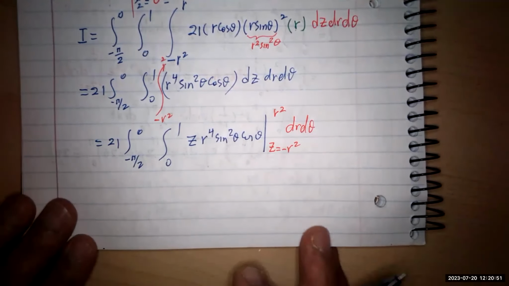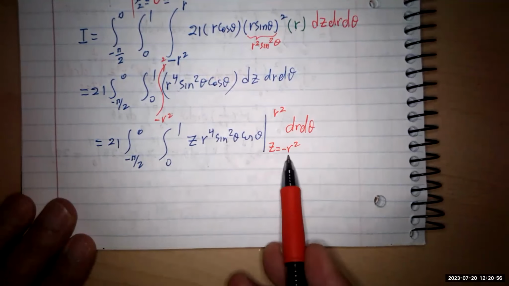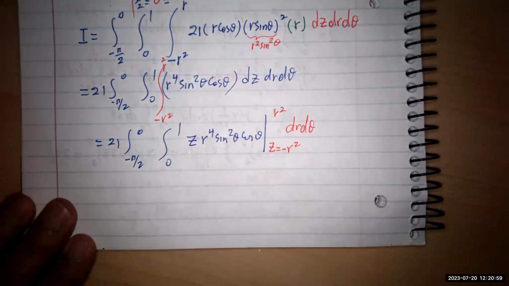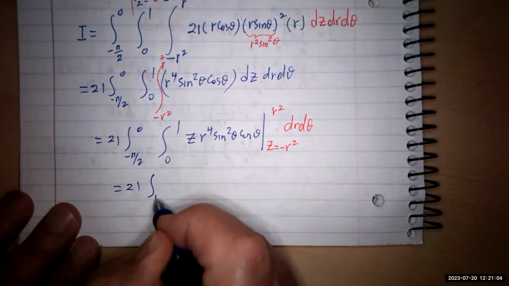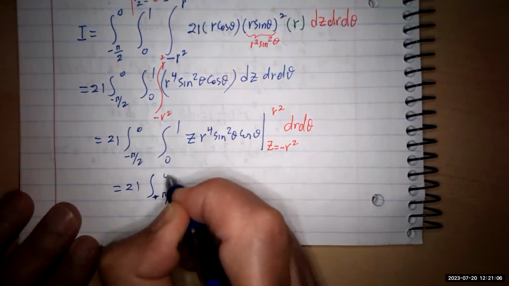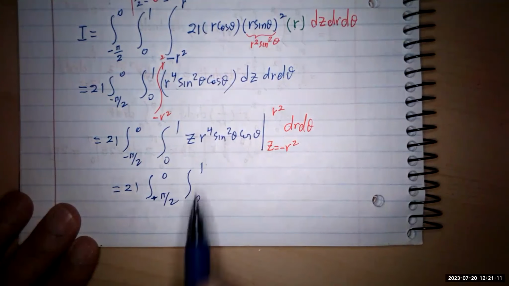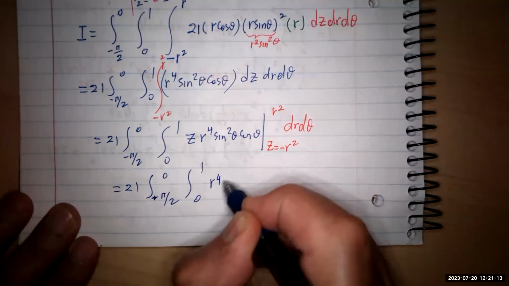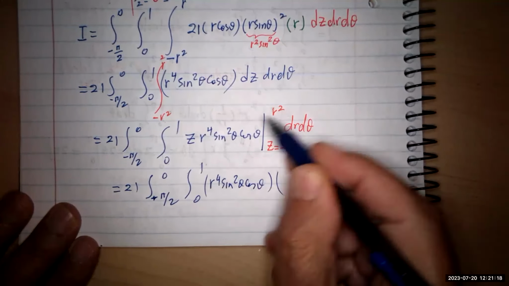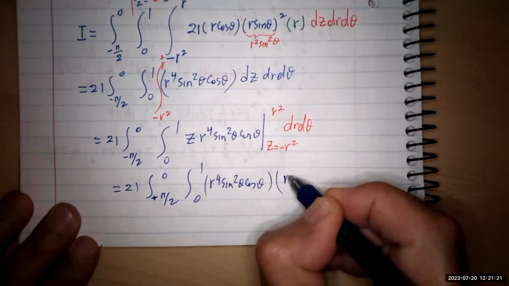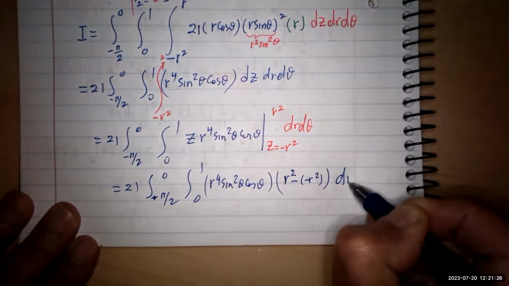Now, when you substitute, that's it. You put the r squared and then minus this one. So this is going to be, in fact, 21 as is. This is integral from negative pi half to 0, 0 to 1. Okay, so what's going to be the leftover? You have r to the fourth sine square of theta, cosine of theta. Then when you substitute, you get r squared minus negative r squared, dr d theta.